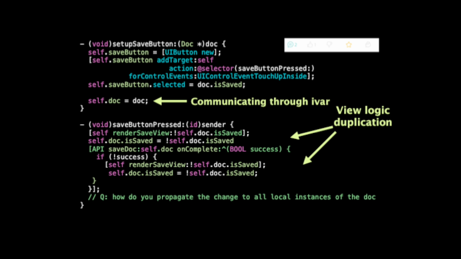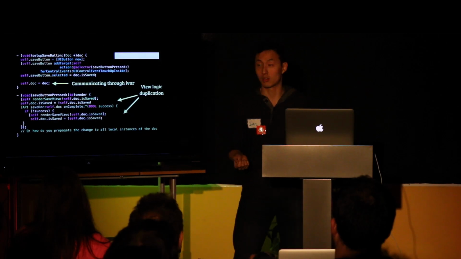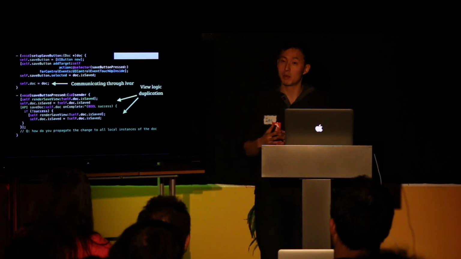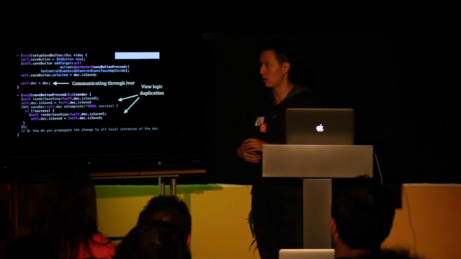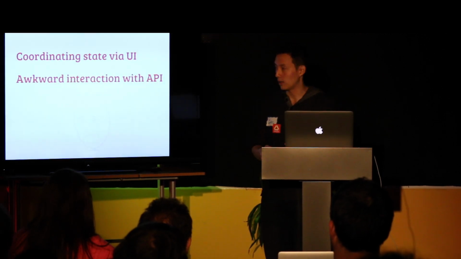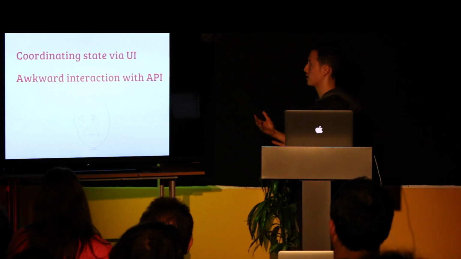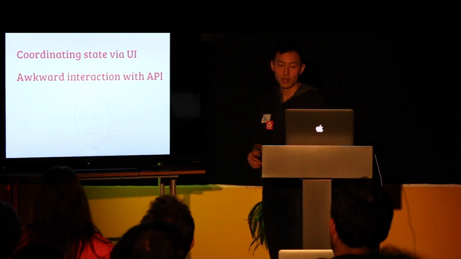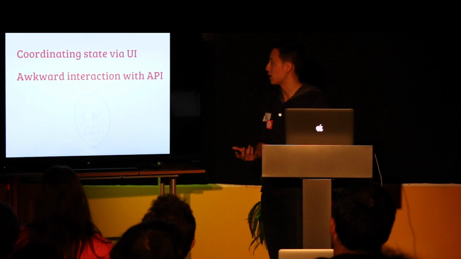Moreover, I still haven't shown you how we would propagate the save on all local instances of the doc. For instance, the doc lives on the full view, it might live on the feed view. There might be multiple view controllers who want to know the state of the doc. So again, some of the issues are coordinating state through the UI, and there's some awkwardness with the API. So I think Atom is a huge win here.